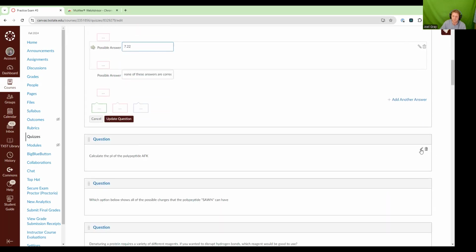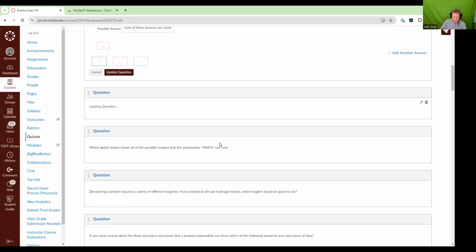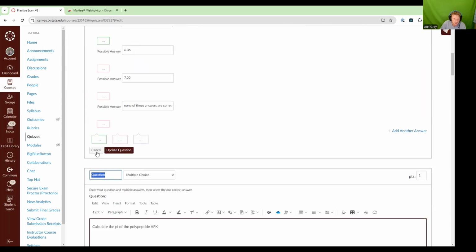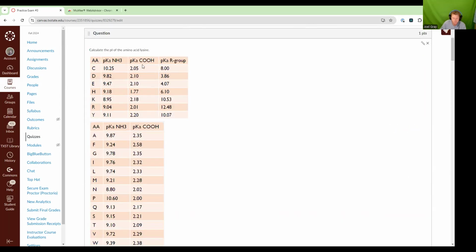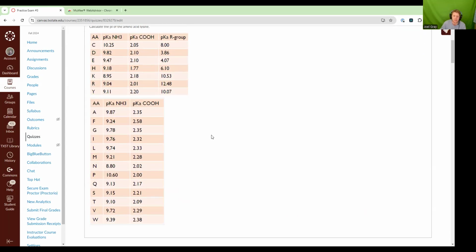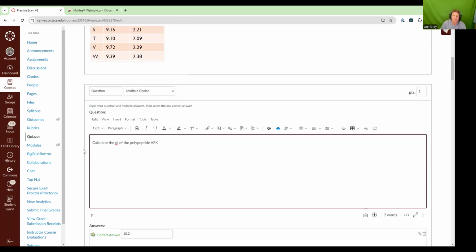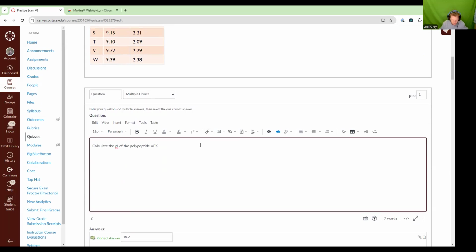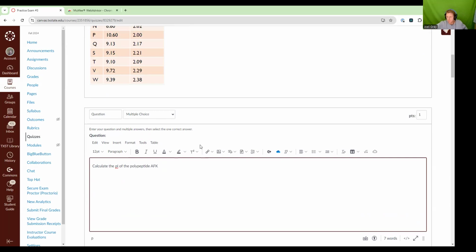Now, the next question reads, and actually, I'm going to go ahead and press cancel here. I'm going to use this table, and you'll need to use this table or these tables again, maybe. Calculate the pI of the polypeptide AFK. So what I'm going to do in order to approach this question is take the piece of paper that I just worked on and move it over. And I'm going to write A, F, and K.